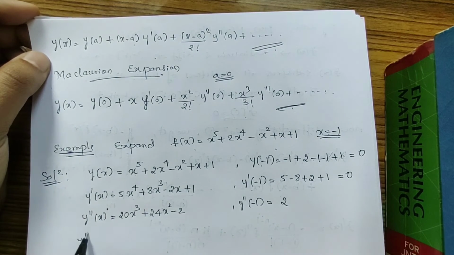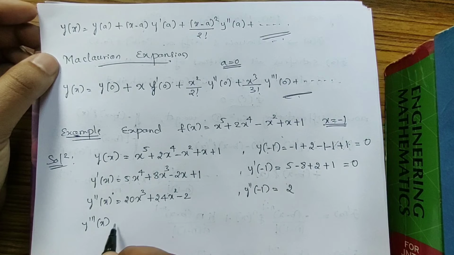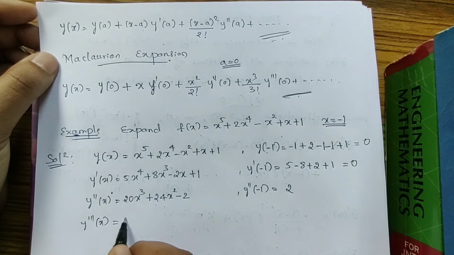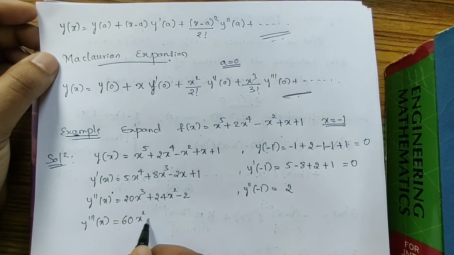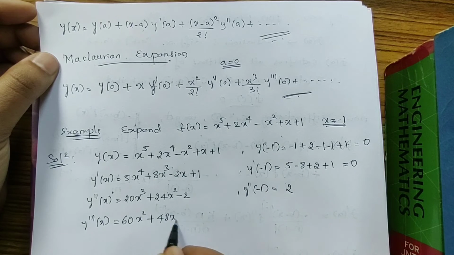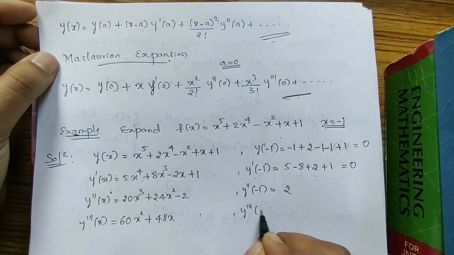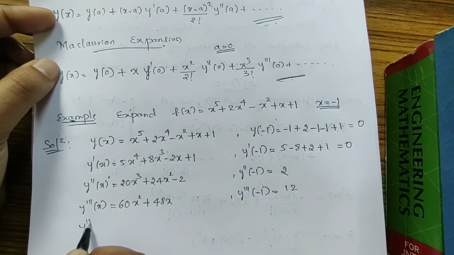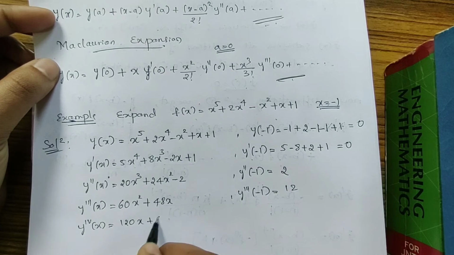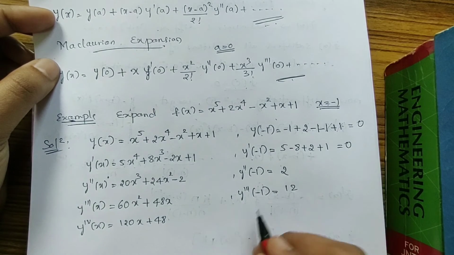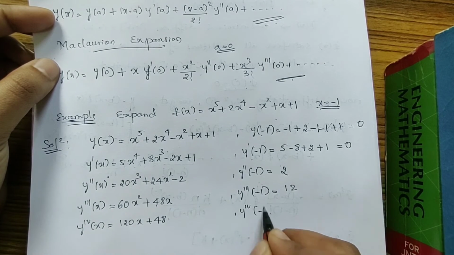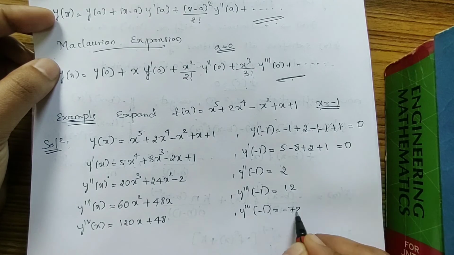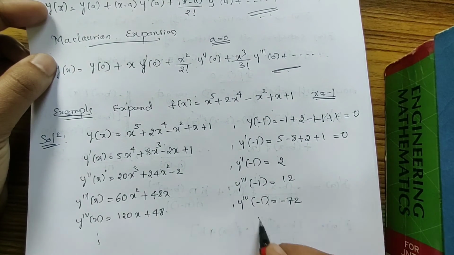Okay. Similarly, y triple dash of x. Y triple dash of x is, this is 20 into 3 is 60 x square plus 48x. So y triple dash of minus 1 is 12. Now y 4 of x is equal to 120x plus 48. 60 into 2 is 120. So y4 of minus 1 is minus 72, similarly and so on.